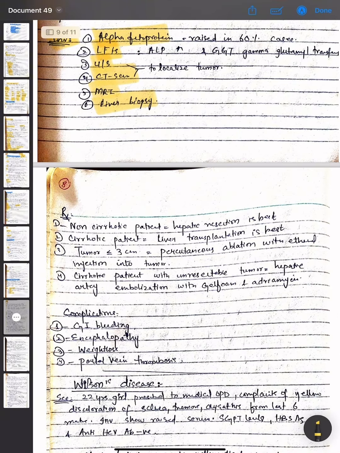The treatment options: for a non-cirrhotic patient, hepatic resection is best. For a cirrhotic patient, liver transplantation is best. For a tumor less than or equal to 3 cm, percutaneous ablation with ethanol injection into the tumor is done. For cirrhotic patients with an unresectable tumor, hepatic artery embolization with gel foam and adriamycin is done.